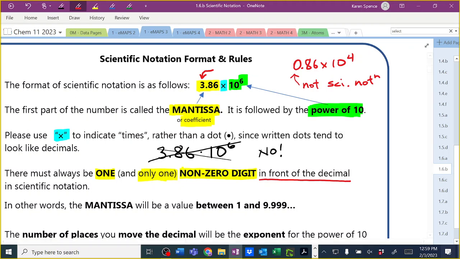It has to be a single digit between 1 and 9.99999. Okay? So you'll either have a 1 or a 2 or a 3 or a 4 or 5, 6, 7, 8, 9 in front of the decimal. So the mantissa, or the coefficient, will be somewhere between 1 and 9.999.